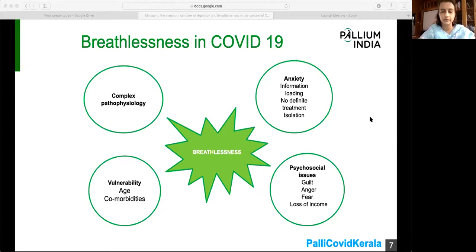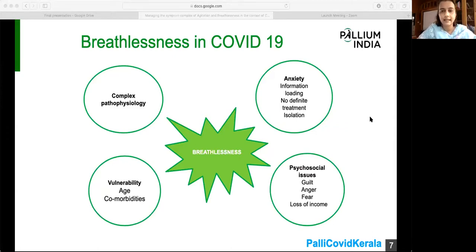And then on top of that, the second thing is the vulnerability. We know that everywhere, even newspapers will tell us that if you're old, you might actually die of COVID-19. If you've got comorbidities, you might die of COVID-19. So that's the vulnerability of the disease. Everybody knows, or the patients themselves know, that as age advances or with comorbidities, the trajectory becomes worse.